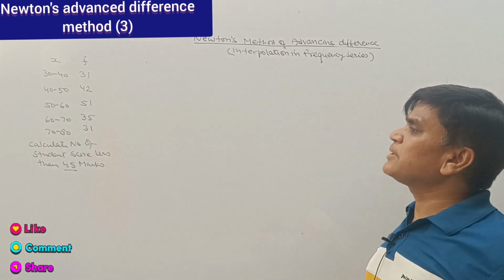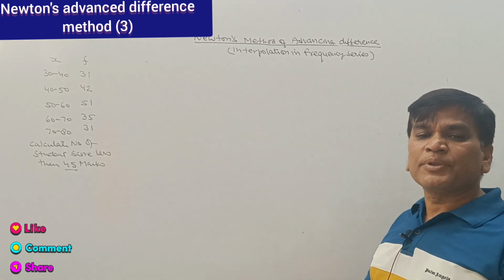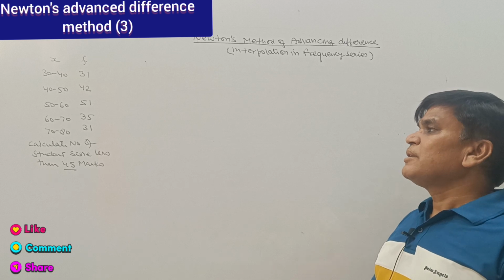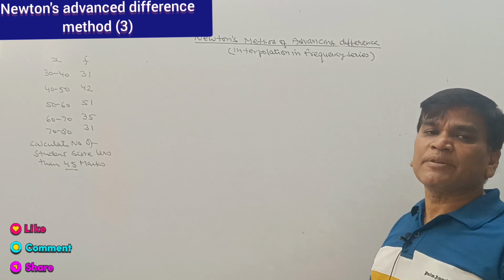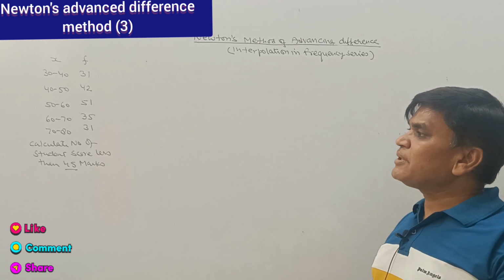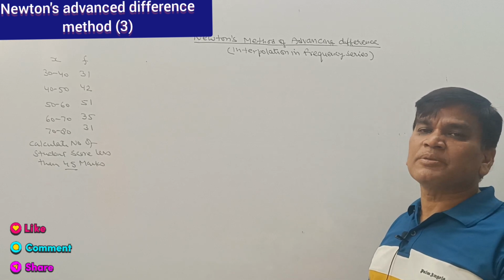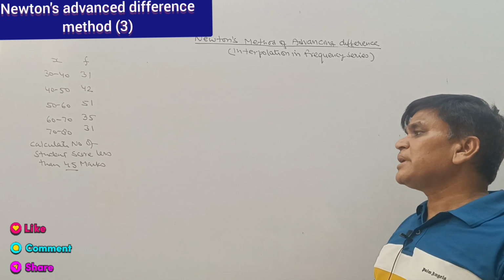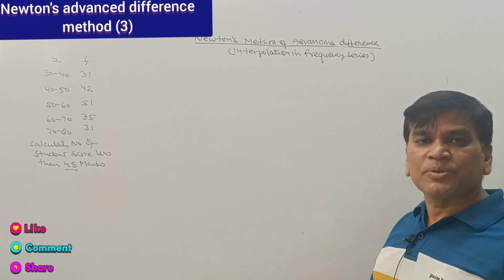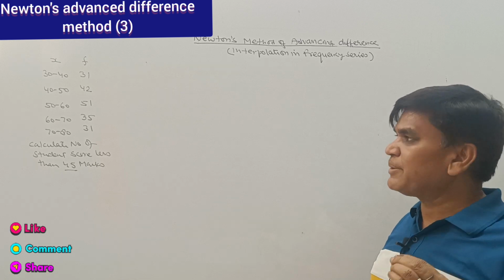There are 31 students. From 40 to 50, 42 students. From 50 to 60, 51 students. From 60 to 70, 35 students. And from 70 to 80, 31 students scored marks. Now we have to calculate the number of students who score marks less than 45.